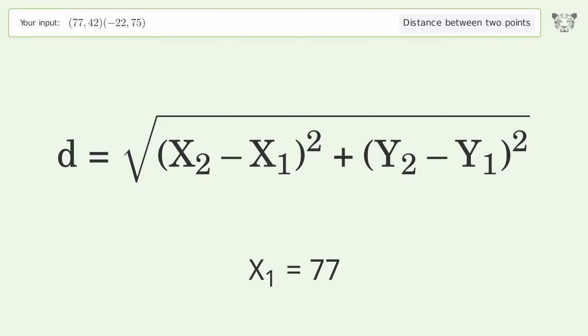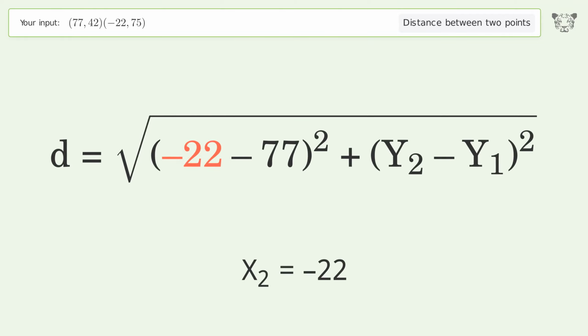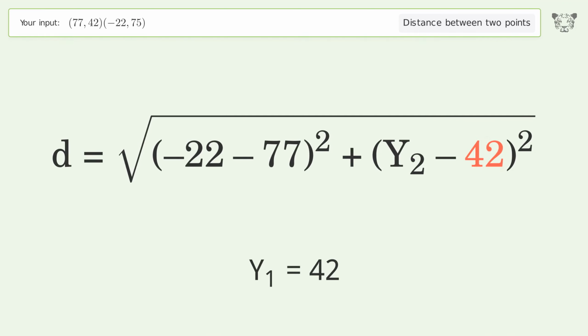x1 equals 77. x2 equals negative 22. y1 equals 42. y2 equals 75.